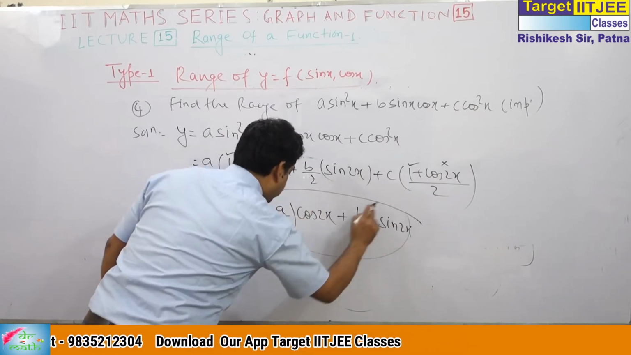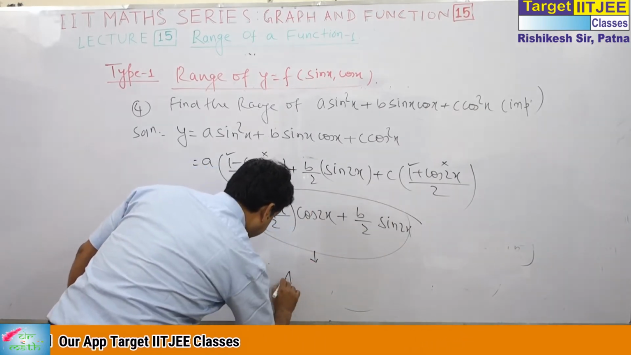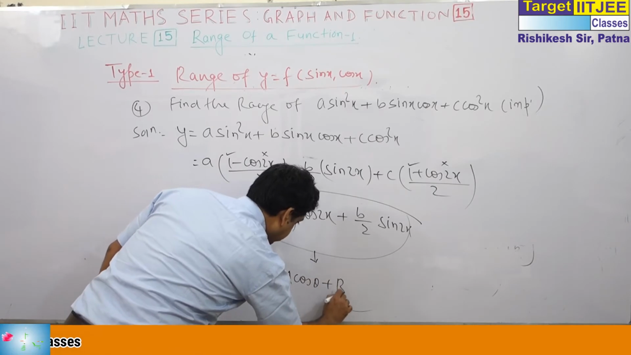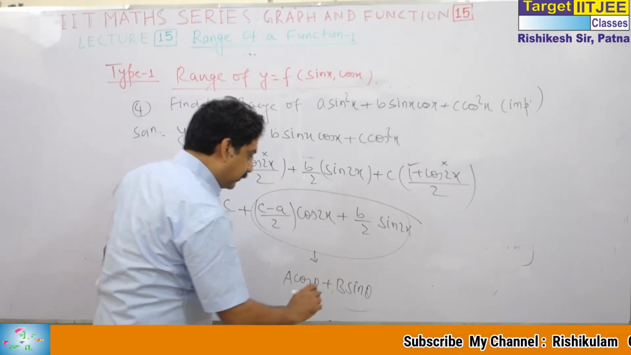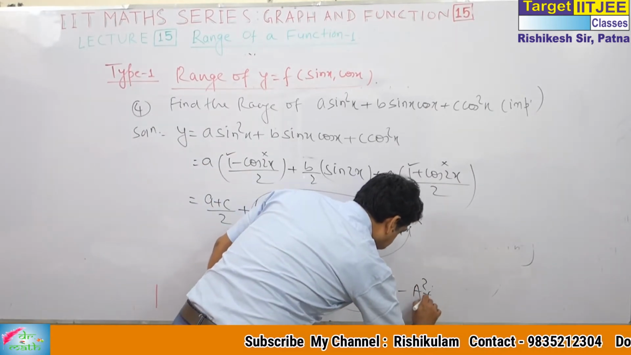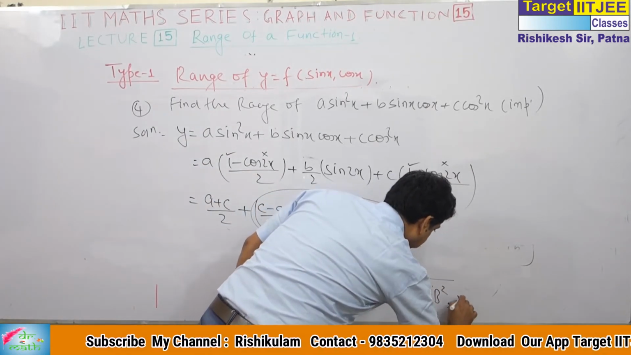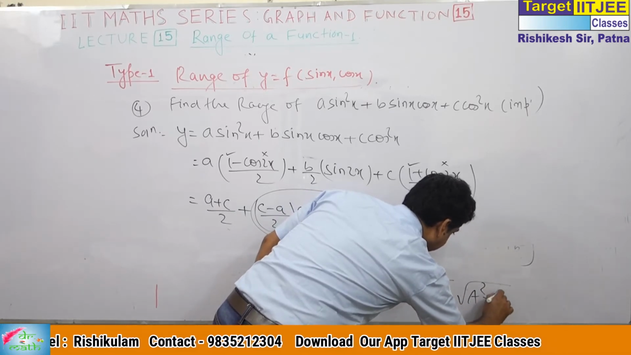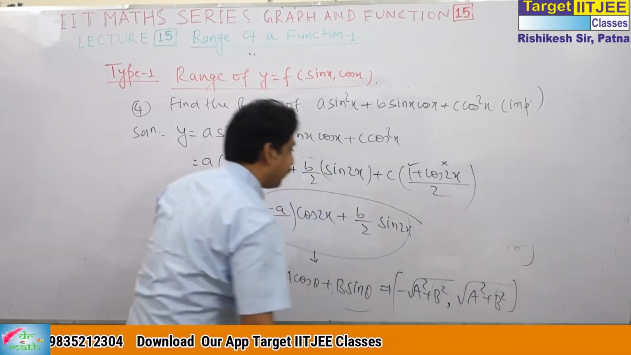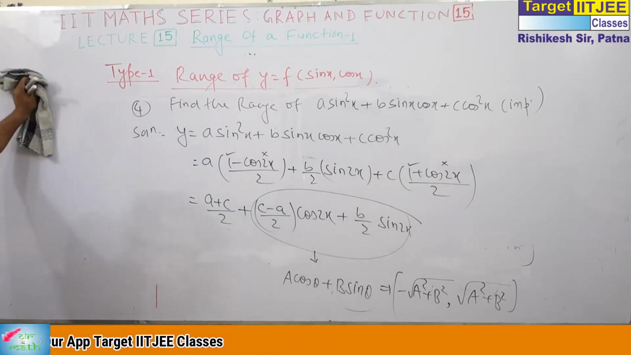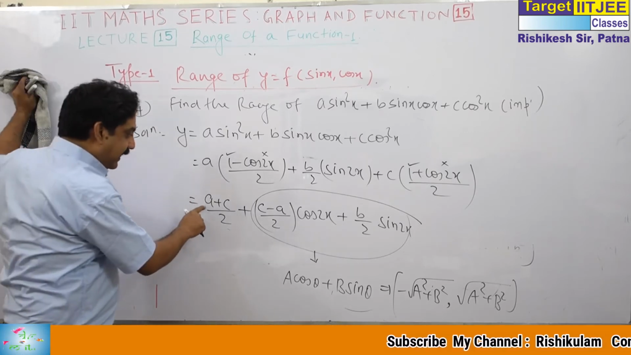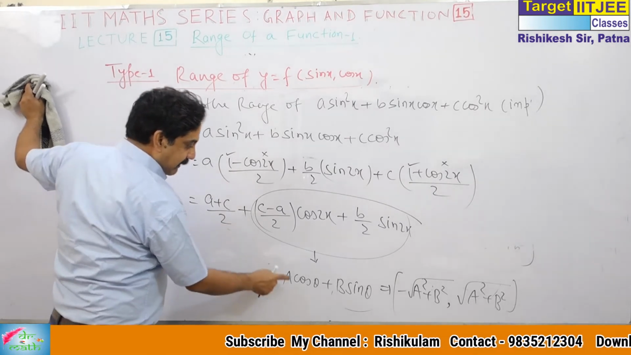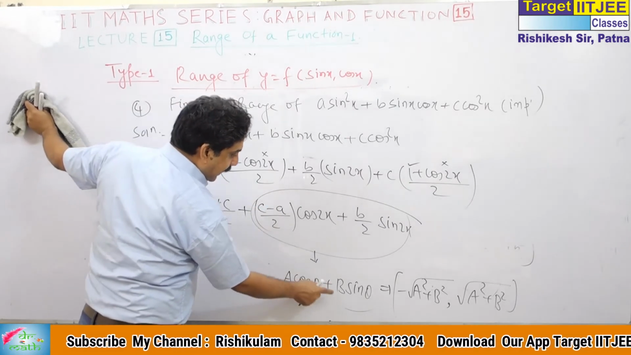This is in the form of A cos theta plus B sin theta. So its range lies between minus root over A square plus B square to plus root over A square plus B square. That's why I have done this as a fact. So what is the complete range? In the complete range we will add A plus C by 2. For capital A there is C minus A by 2. For capital B there is B by 2.